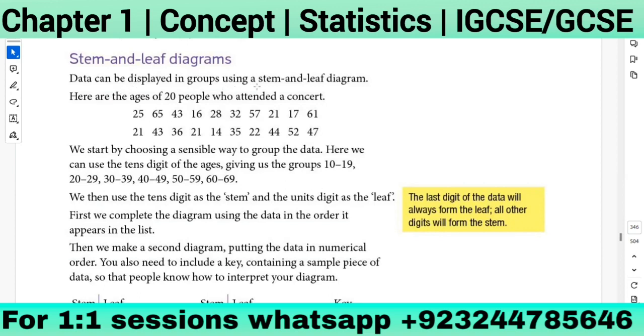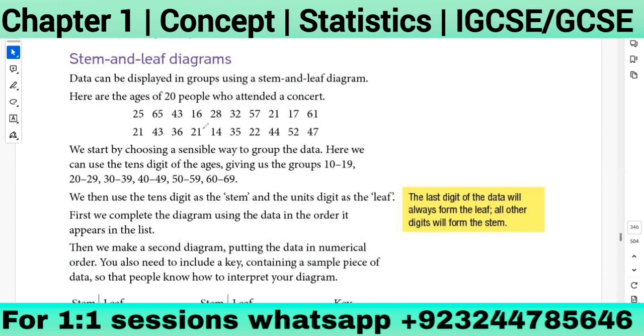Data can be displayed in groups using a stem and leaf diagram. Here are the ages of 20 people who attended a concert. We start by choosing a sensible way to group the data. So first of all, whenever data for a stem and leaf diagram is given, we need to group the data. How to group the data? There are 20 people, so we can make the groups on our own. We can see the least age.